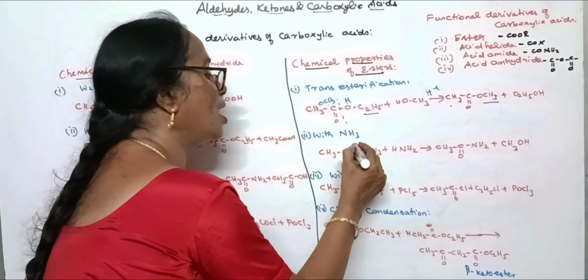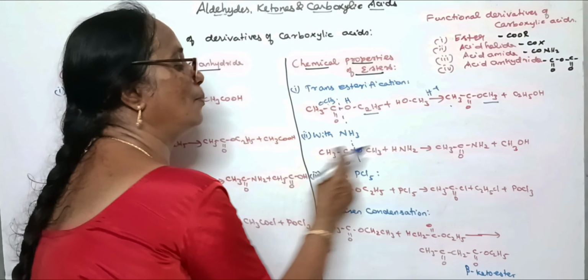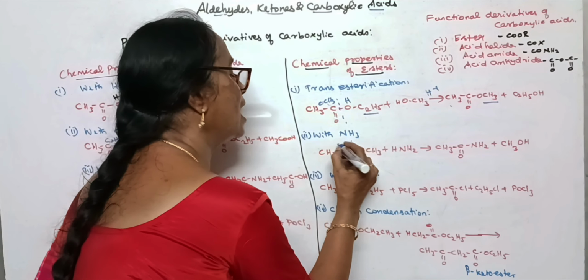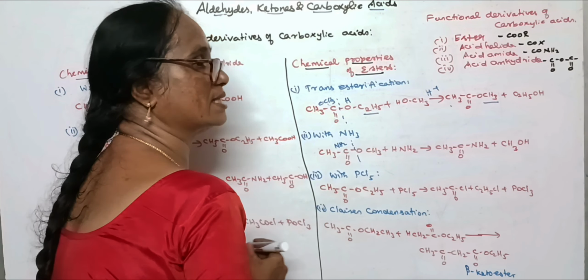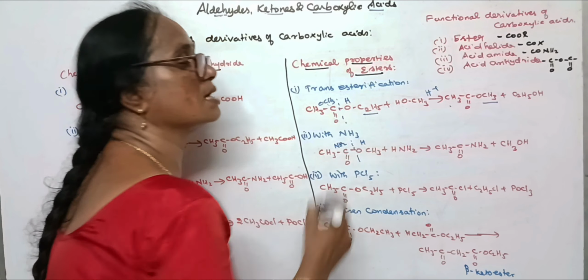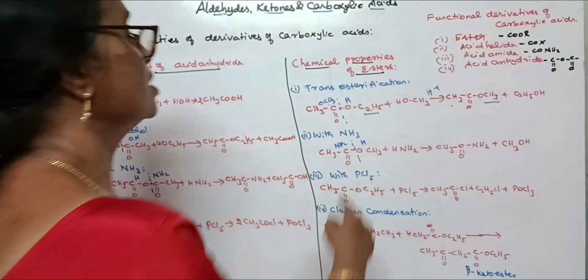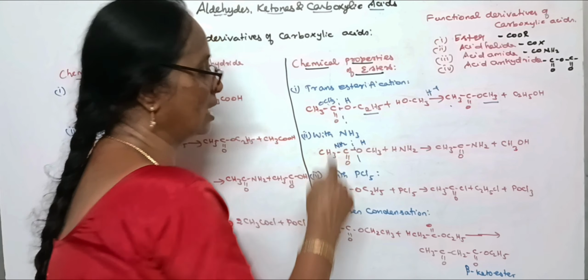With the ammonia, once again amide and alcohol will be formed. Here the bond gets broken between the acyl part and the alkoxy part. To the acyl part NH2 is shared, and to the alkoxy part hydrogen is shared. So we are getting alcohol with amide.